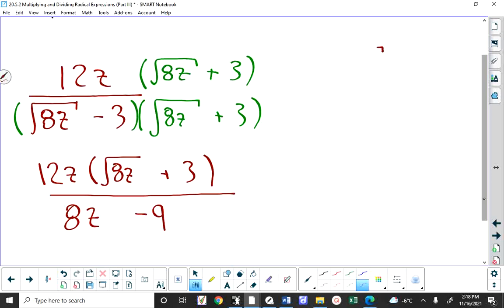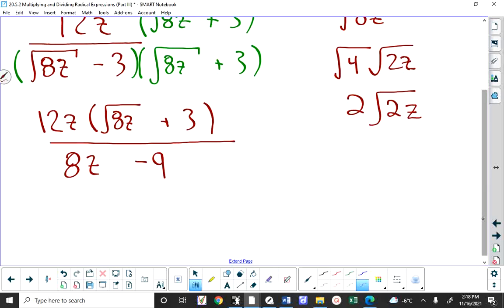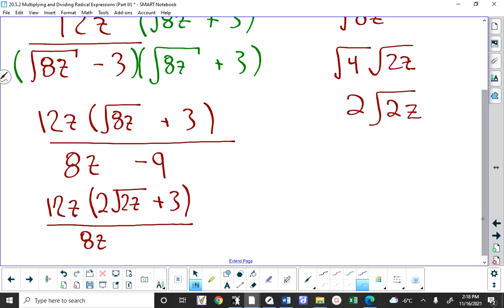So on the side here, I'm just going to simplify root 8z by extracting the perfect square of 4 and taking the square root of it to get 2 root 2z. And I get 12z, and then it's multiplied by 2 root 2z plus 3 over 8z minus 9.